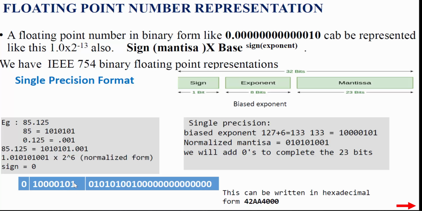10000101. And we need 23-bit representation for normalized mantissa. In the normalized form, the mantissa is thus 01010101. But this does not actually contain 23 bits. So we can write this, and the remaining bits we can append different number of zeros in order to make this field full of 23.